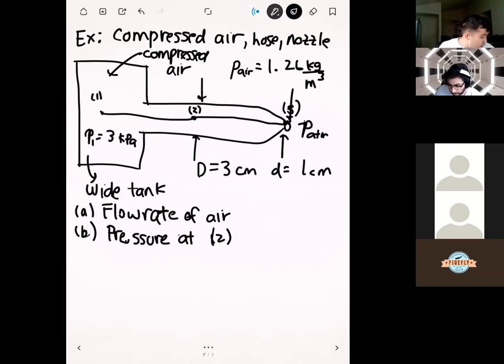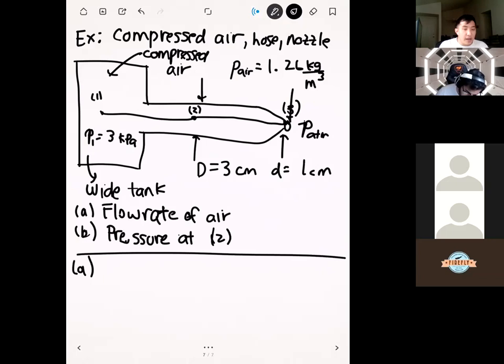Any questions on the problem setup here? So let's go about solving it. Let's do part A first. Part A is asking us for the flow rate of air. And so remember, flow rate is given by Q, and it's going to be the area multiplied by the velocity.